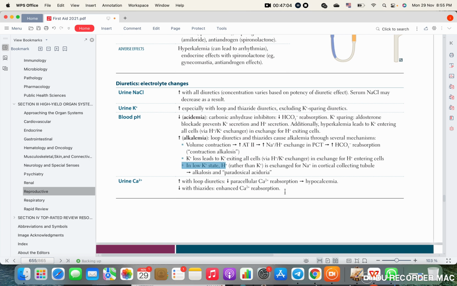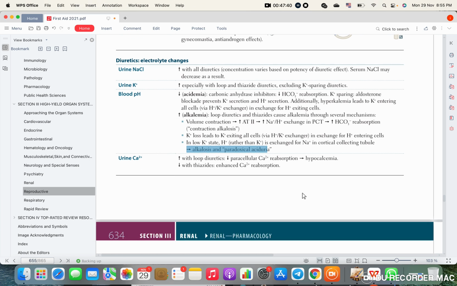So in low potassium state, hydrogen rather than potassium is exchanged for sodium in the cortical collecting tubule. So one more time, in case of low potassium state, if you have low potassium, hydrogen rather than potassium is exchanged for sodium. That's cool. In the cortical collecting tubule. They are so friendly with each other, the potassium and the hydrogen, that you can use the hydrogen instead of the potassium in the cortical collecting tubule, which can precipitate alkalosis and paradoxical aciduria.